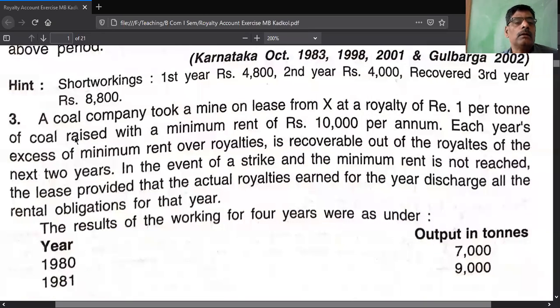Then third example, a coal company took a mine lease. Royalty 1 per ton. Rate is 1. Minimum rent 10,000. Second point clear. Each year excess of minimum rent over royalty is recoverable out of royalties of the next 2 years. First year short working used to be recovered in the next 2 years. Second year short working used to be recovered in the next 2 years. It is a floating time. Next 2 years, what is it? Rate 1 rupee, minimum rent.